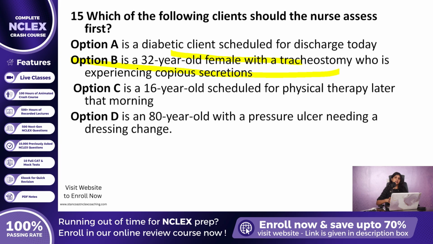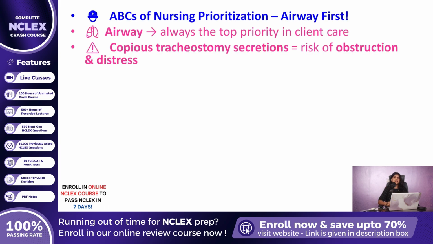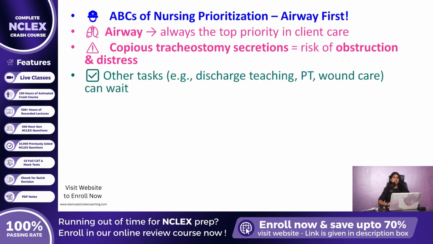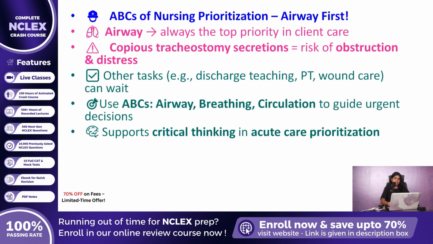Here is the rationale. This scenario presents a potential airway emergency. According to the ABCs of prioritization, airway, breathing, circulation, the airway must always be addressed first. Copious tracheostomy secretions can lead to obstruction and respiratory distress. The other clients are stable and do not have urgent needs. The diabetic discharge can wait. Physical therapy is not time-sensitive. And the wound dressing change, while important, does not pose an immediate threat to life. This question reinforces rapid prioritization and critical thinking in acute care settings.